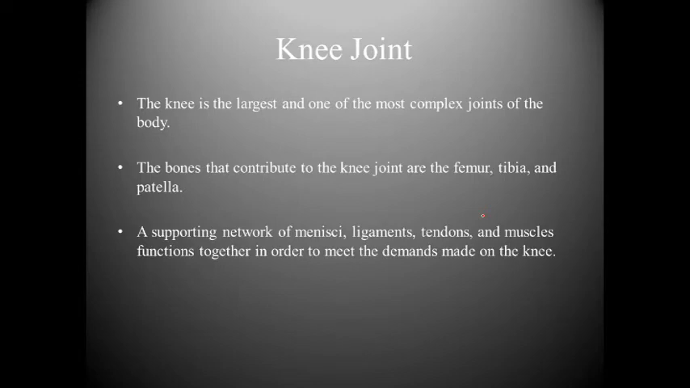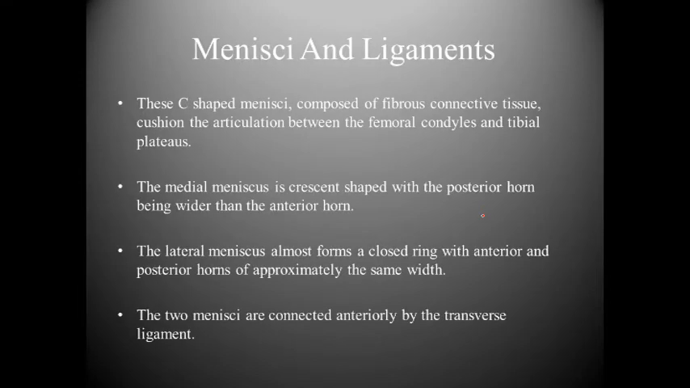So that brings us to the knee joint. The knee is the largest and one of the most complex joints of the body, and we can fully attest to that. The bones that contribute to the knee joint are the femur, tibia, and the patella. A supporting network of menisci, ligaments, tendons, and muscles function together in order to meet the demands made of the knee. Basically, the knee is very much in charge of supporting the weight of the body as well as providing flexion and extension, and allowing it to operate to a high degree for a long sustained period of time.